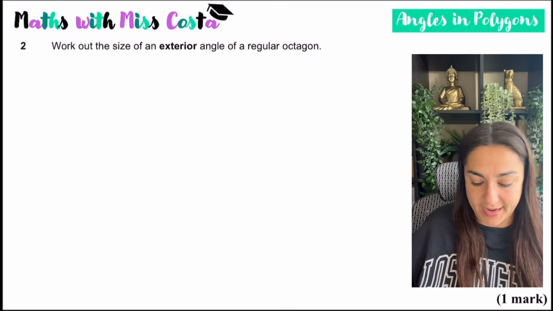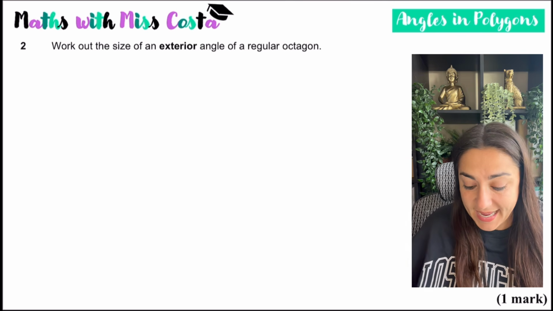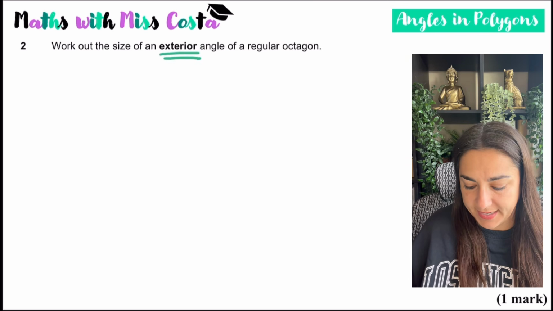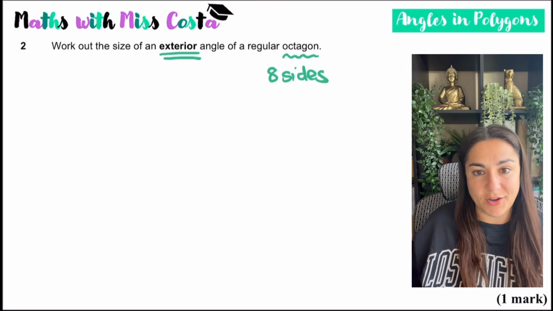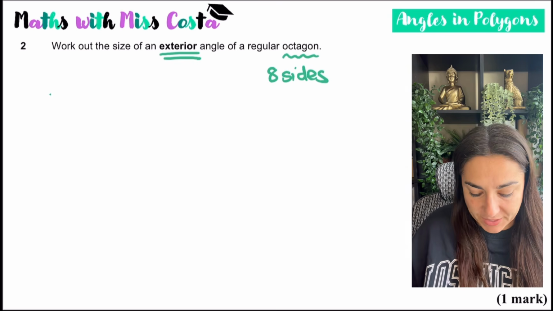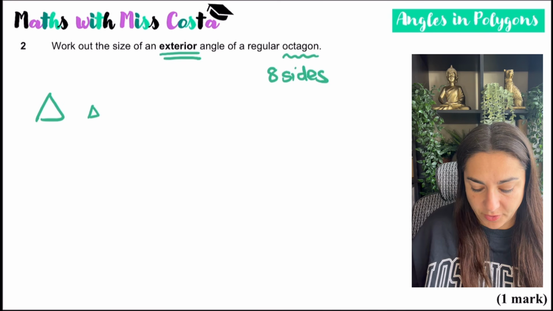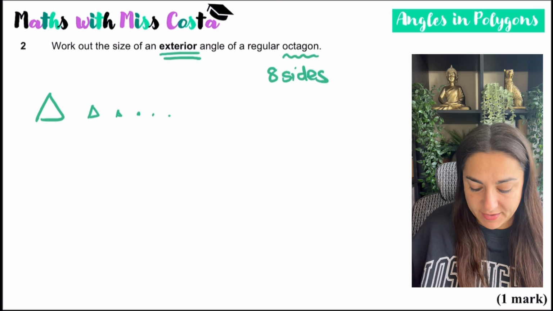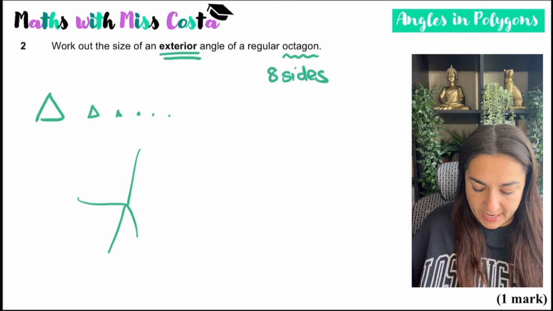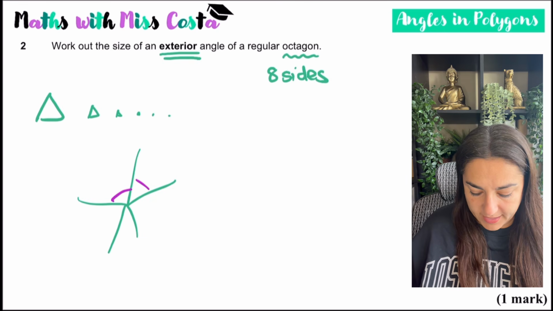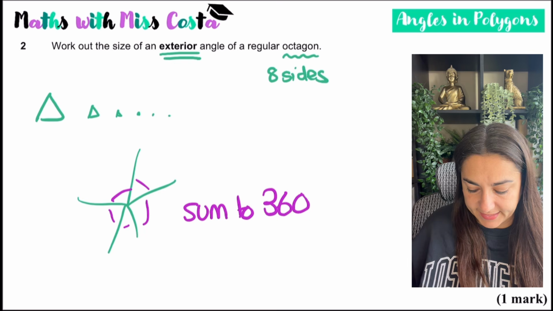Okay, now I am told that I want to work out the size of an exterior angle of a regular octagon. So an octagon is a regular shape with 8 sides, and there's something that you need to know about exterior angles. So if you just think about any shape, let's take a triangle. If we keep shrinking it, eventually it just forms a little dot. And what do I know about angles at a point? I know that angles at a point must always sum to 360 degrees.